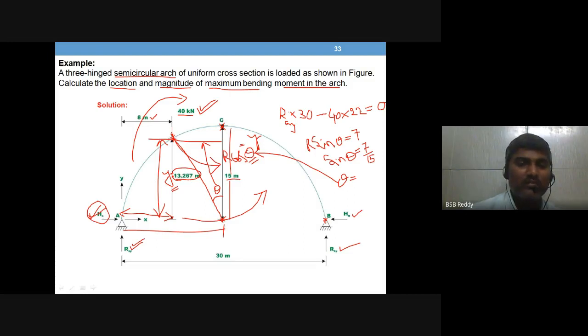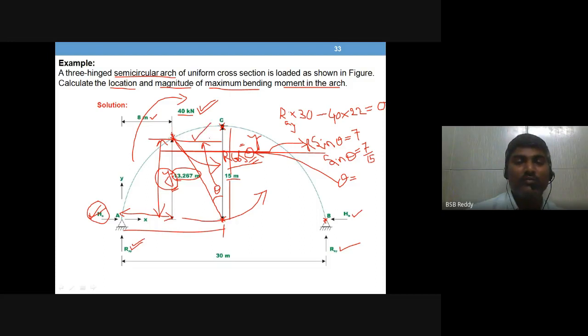So to get the Y value, why do you want the vertical ordinate of the selected point? Because you should get the bending moment at this point, so you need to write H_A into the vertical distance. That vertical distance you need to evaluate from the relation between the Cartesian system and the polar system. For a semicircle, it is simple. So Y is R cos theta, where R is known, whereas theta is not known. And that is to be found from the other relation, that is R sin theta.